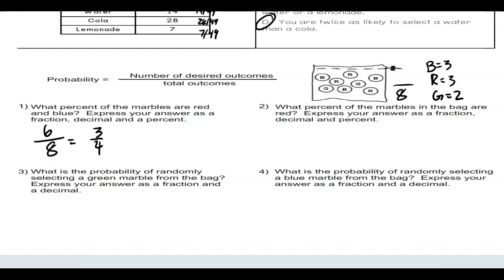6/8 simplifies to 3/4. That as a percent, 75%, or 0.75. Right? It says express as fraction, decimal, and percent. That's why we memorized our benchmarks, right? Do number 2 in Edpuzzle.